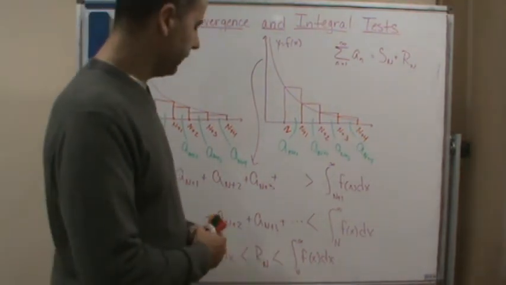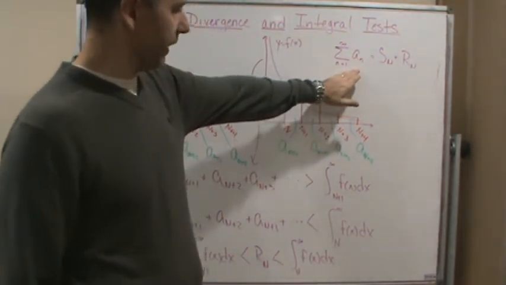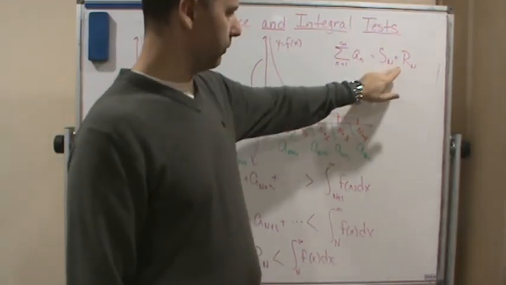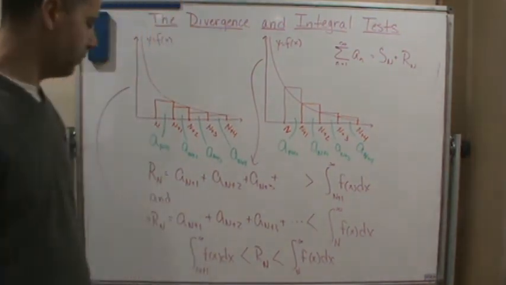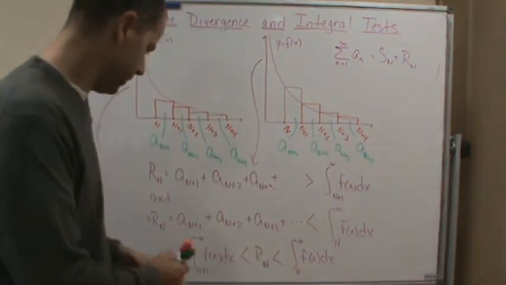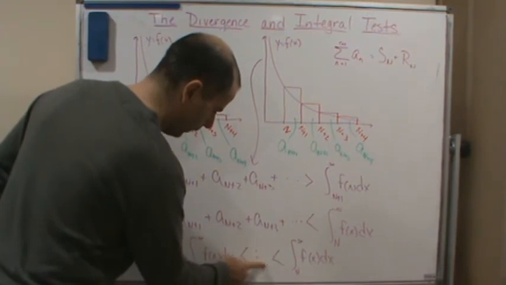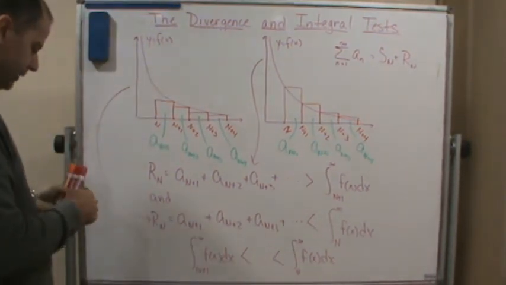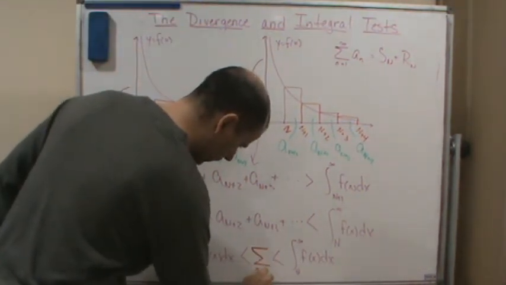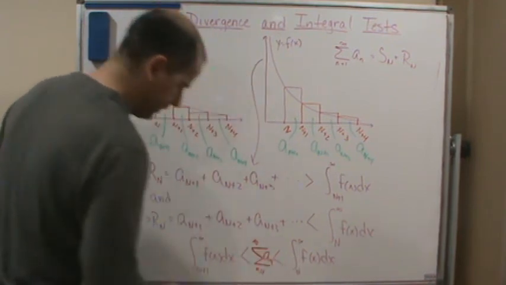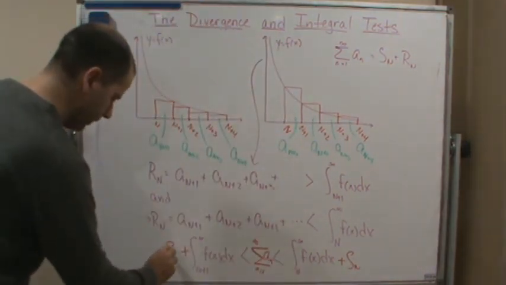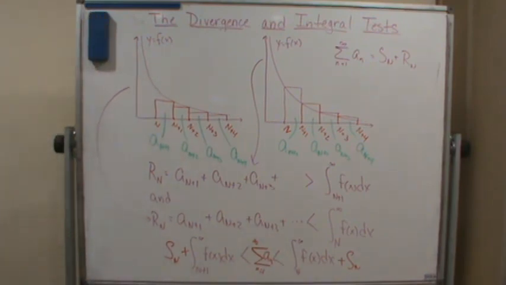Now, the last piece of this is that we know that the infinite series a sub n is equal to the partial sum of n plus the remainder, right? We put these two together, we get the complete series. And so if we look at this, we just add s of n to all three pieces, what do we get? Well, if we add s of n to the remainder, we get the series, n equals 1 to infinity of a sub n. And then here we just add s sub n here, and we get the result.